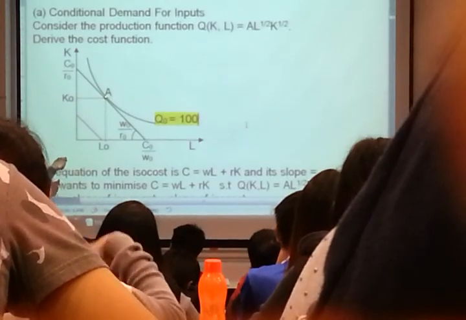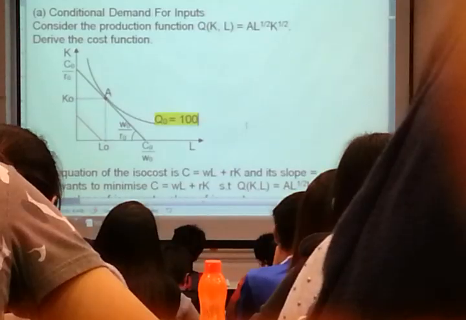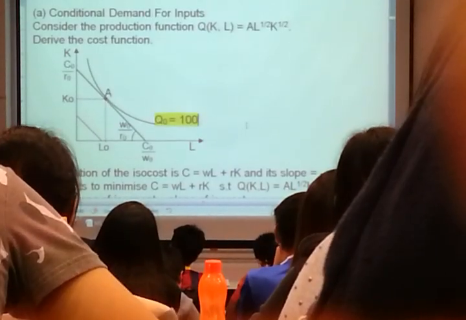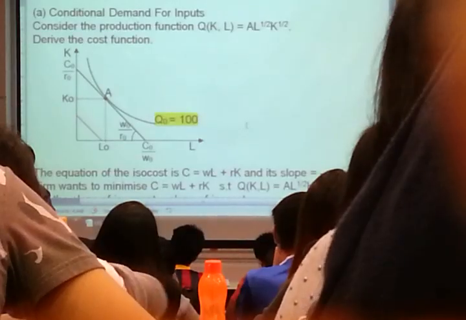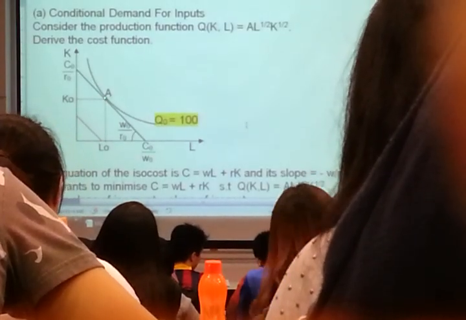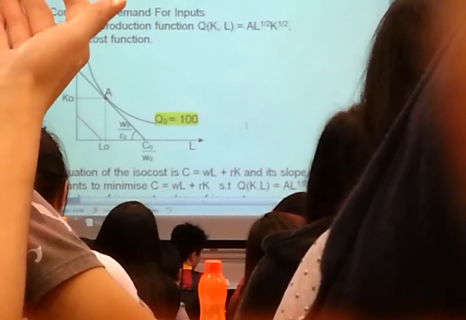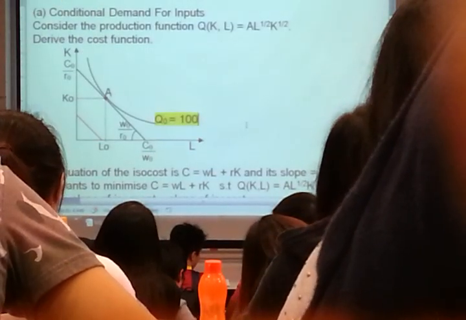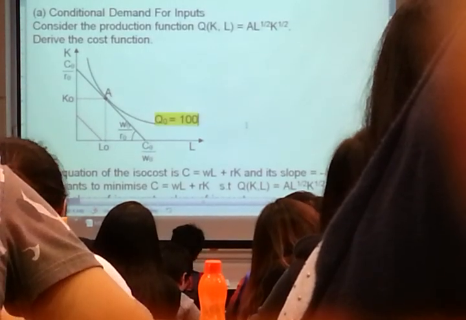If you are producing at A, on the budget line, the ISO cost will be C naught. It cannot be lower than C naught. Understand? The cheapest you can go to produce Q naught of iPhones is producing at A, which means the ISO cost, the cost, is C naught. Remember? Okay. Now, what's the equation of this ISO cost?